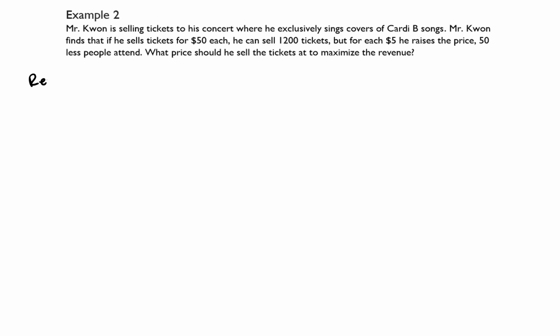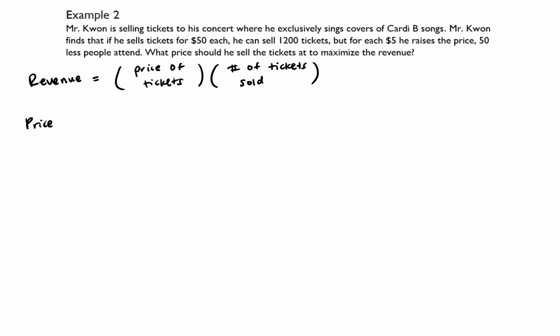So the revenue function in this case is going to equal the price of tickets sold times the number of tickets sold. So let's make a little table. Here is the price of tickets, and this is the number of tickets, and then this will represent the revenue gained.